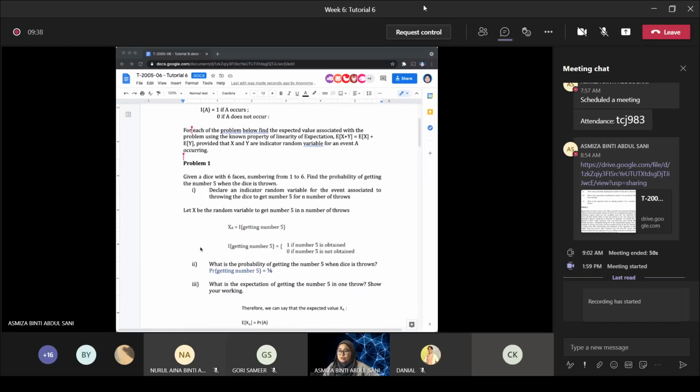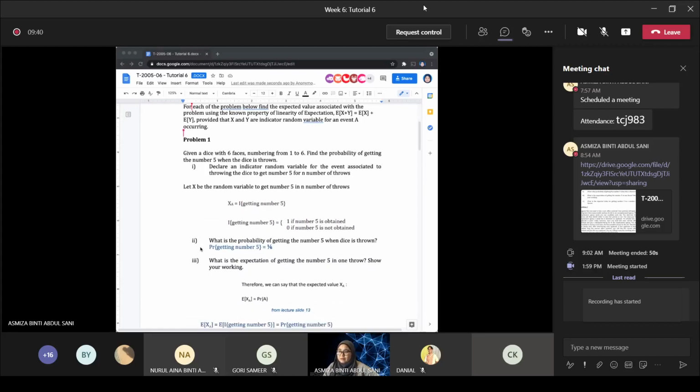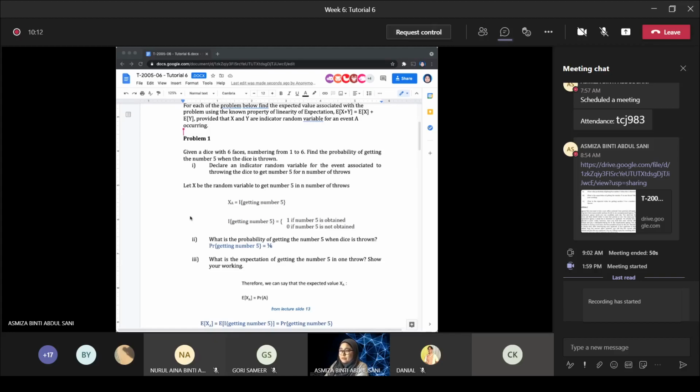Let's look at problem 1. Given a dice with 6 faces numbering from 1 to 6, find the probability of getting the number 5 when the dice is thrown. So in this case, we're trying to find the probability that when you throw a dice, we get number 5. First, declare an indicator random variable for the event associated with throwing a dice to get number 5 for n number of throws.